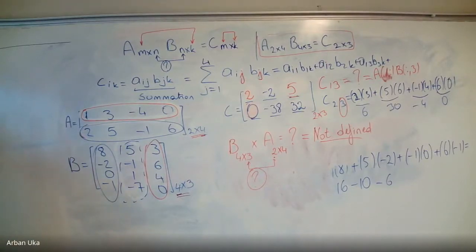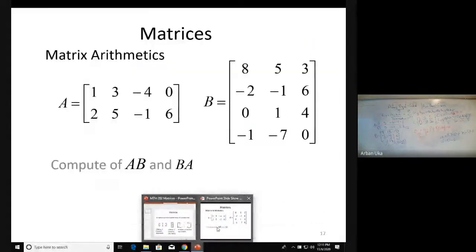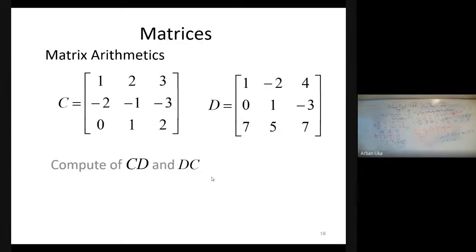And then we can cover another example. Okay, so after this small extra coverage, we can go back to the slide. So this was the multiplication of these two matrices.